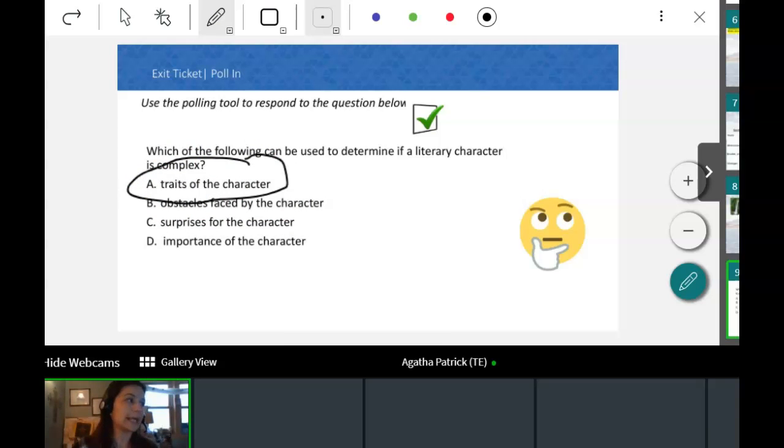So for today's lesson, we'll go back over our learning objective. Compare and contrast complex and flat characters. I think we have mastered that objective now. All right, have a great day, everyone, and I'll see you back tomorrow.